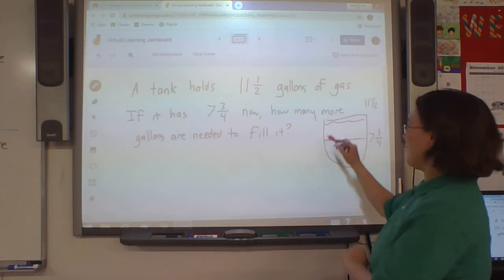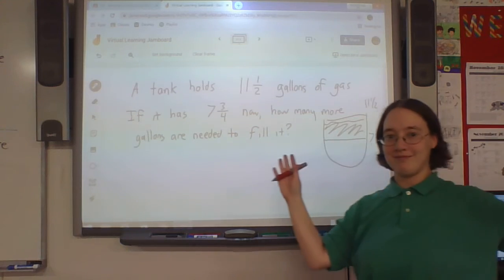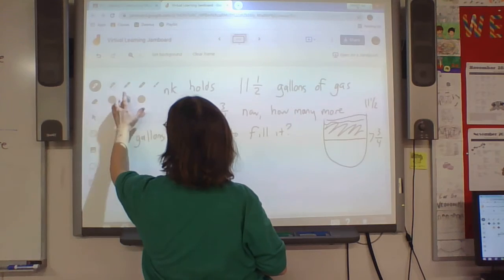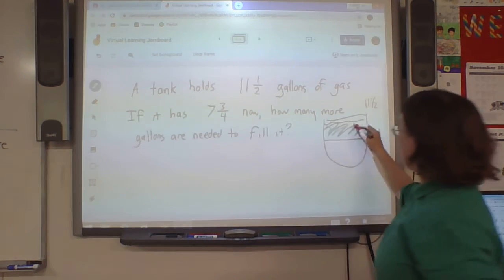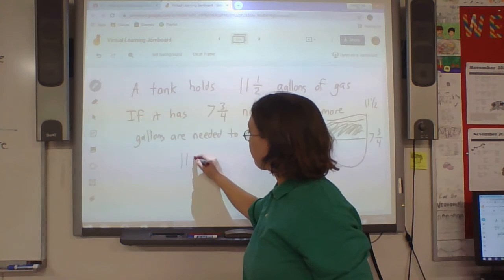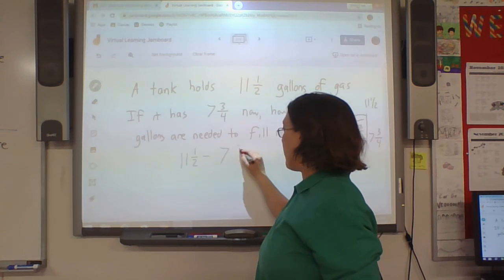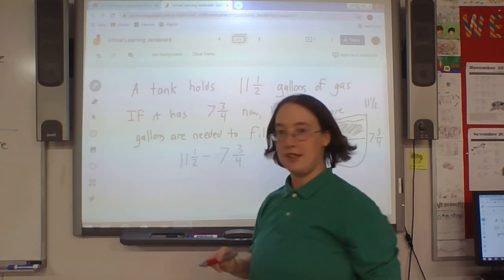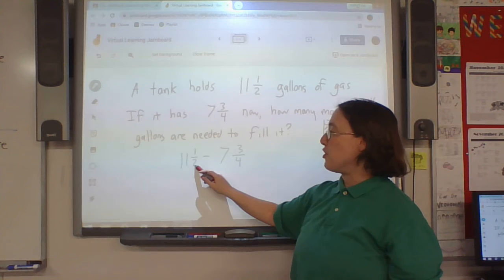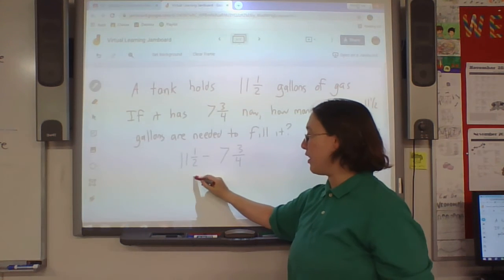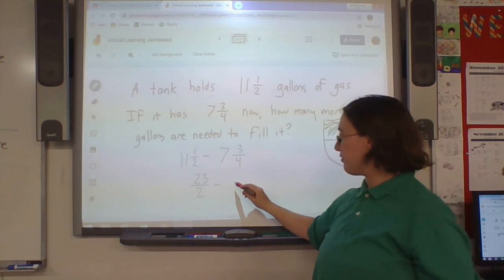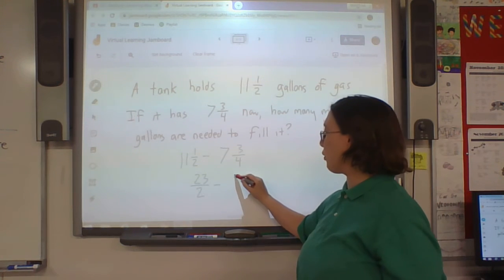What do we want to do with those in order to find what's left? Hopefully you said you want to subtract. So if we want to figure out how much is left here, how much we need to fill to get it up to here, we're taking our 11.5 minus our 7 3/4. So again, we want to turn these into improper fractions. So 11 times 2 is 22, plus that 1 is 23. 7 times 4 is 28, plus 3 gives you 31.